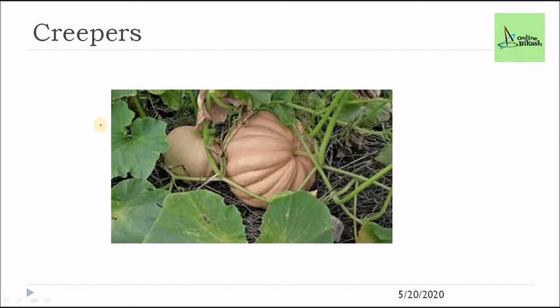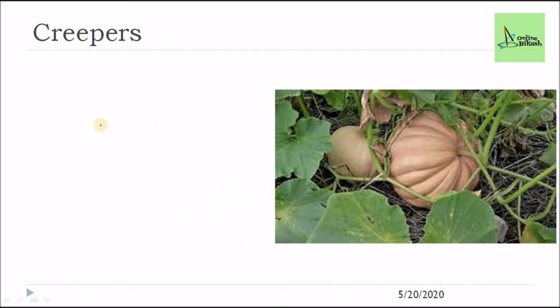Now creepers. In the introduction I told you some plants grow along the ground only. In the figure you can see a pumpkin plant. Pumpkin actually grows along the ground. Yes or no? So plants which grow along the ground, we call them creepers. And why do they grow along the ground? Because they have a very weak, soft, delicate stem. They do not have a strong stem to stand erect. So that is why they grow along the ground.